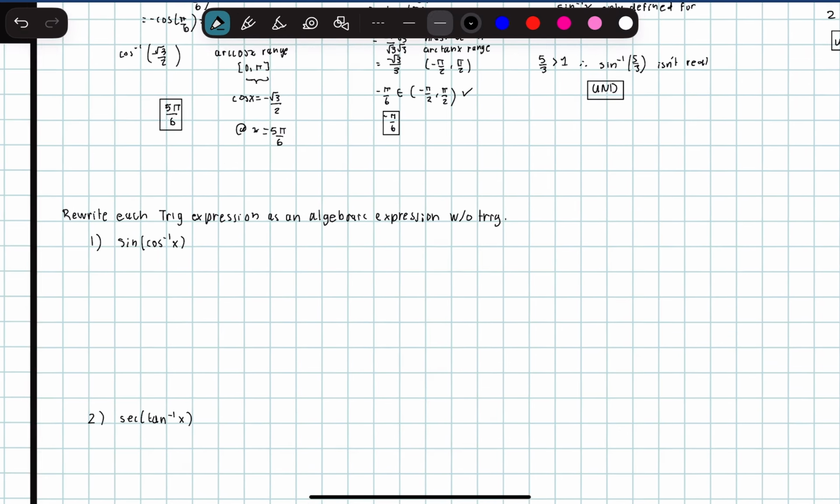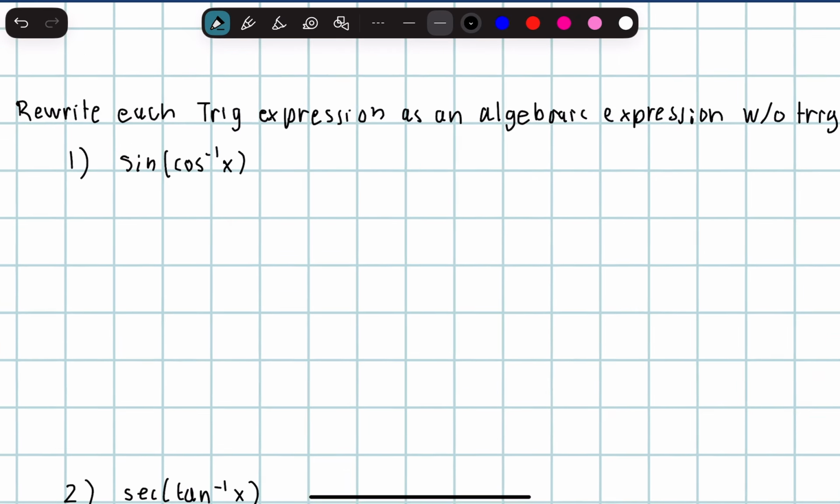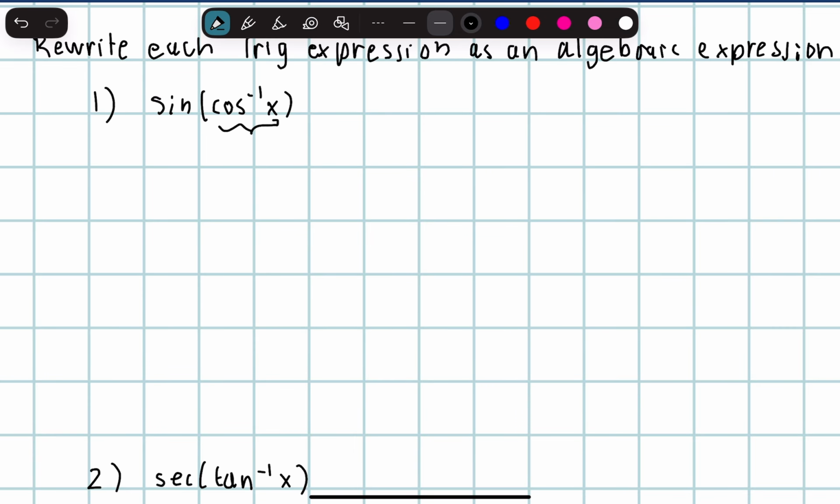Yeah, so now we're going to learn how to rewrite trig expressions as algebraic expressions without trig. So now for this, we're going to let this equal theta. So now we can rewrite this as cosine of theta is equal to x. Basically, you're just flip-flopping it. And then you know that theta is on 0 to pi. So that means that sine of theta has to be greater than 0.